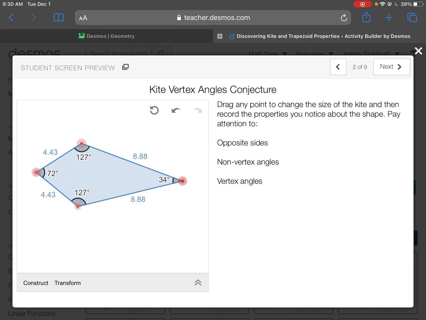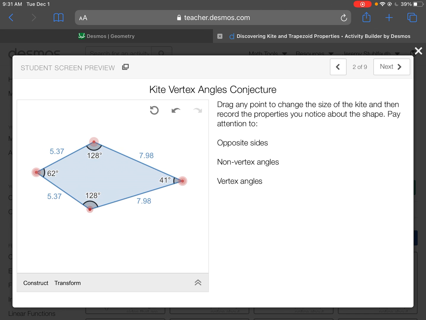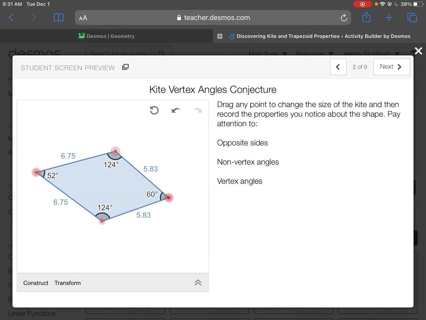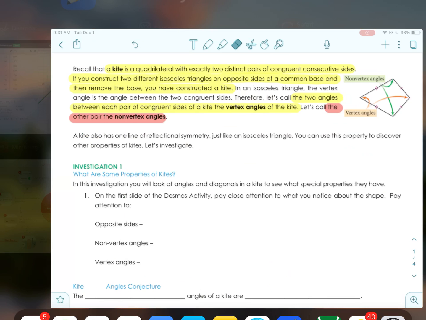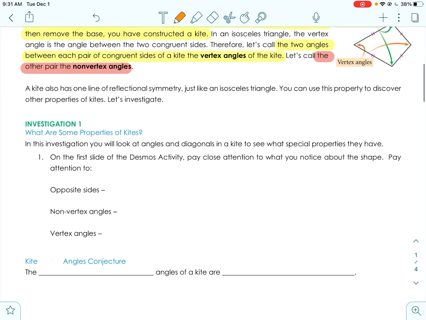What you should notice is that your opposite sides are congruent. So 8.8, 8.8. Your non-vertex angles are congruent every time. If you look at that, 128, 128, 101, 101, 141, 141. And your vertex angles are not congruent. So you have 43 and 29, 60 and 52. No matter how you adjust the kite to create a new one, your vertex angles are not congruent, your non-vertex angles are congruent. So if we were going to jot down our observations, we notice that our opposite sides are congruent.